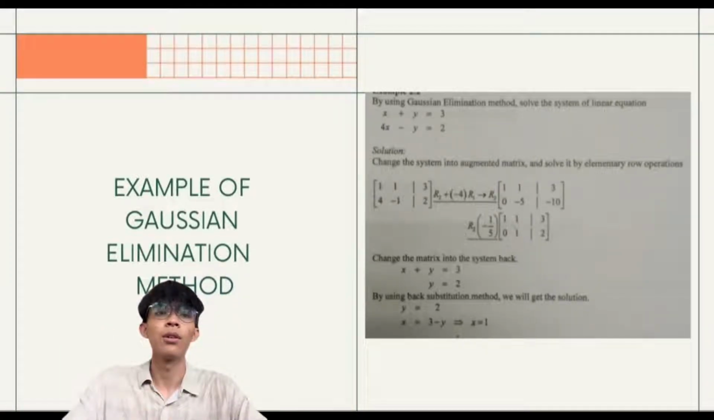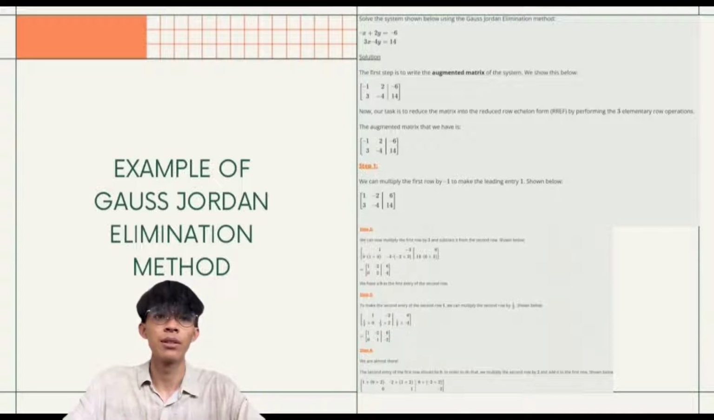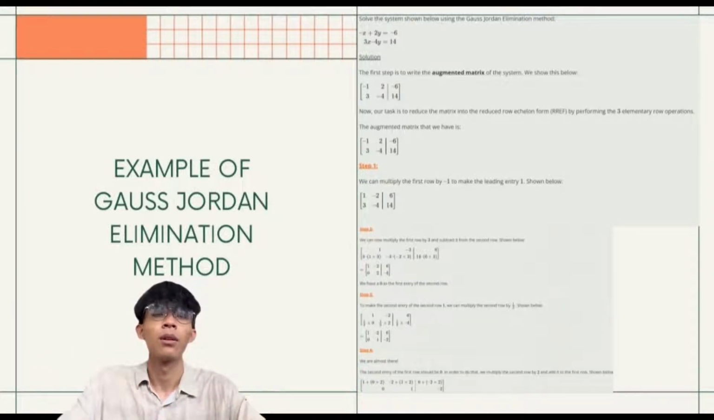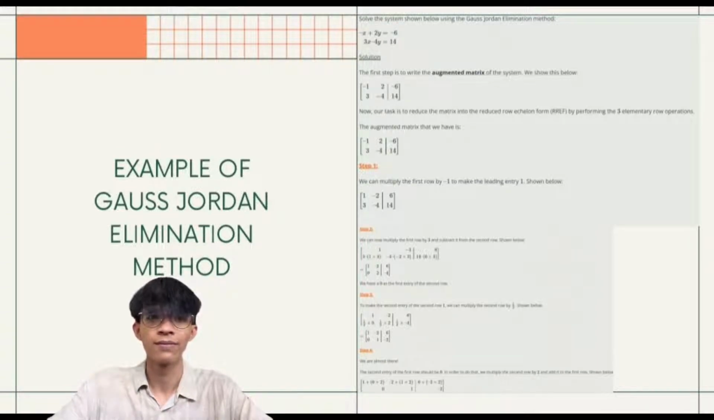Okay, now for an example of the Gauss-Jordan elimination method. The first step is to write the augmented matrix of the system, as you can see below. Now our task is to reduce the matrix into the reduced row echelon form by performing the three elementary row operations. For step 1, we multiply the first row by negative 1 to make the leading entry 1. For step 2, we multiply the first row by 3 and subtract it from the second row, shown below. We have a 0 as the first entry of the second row.